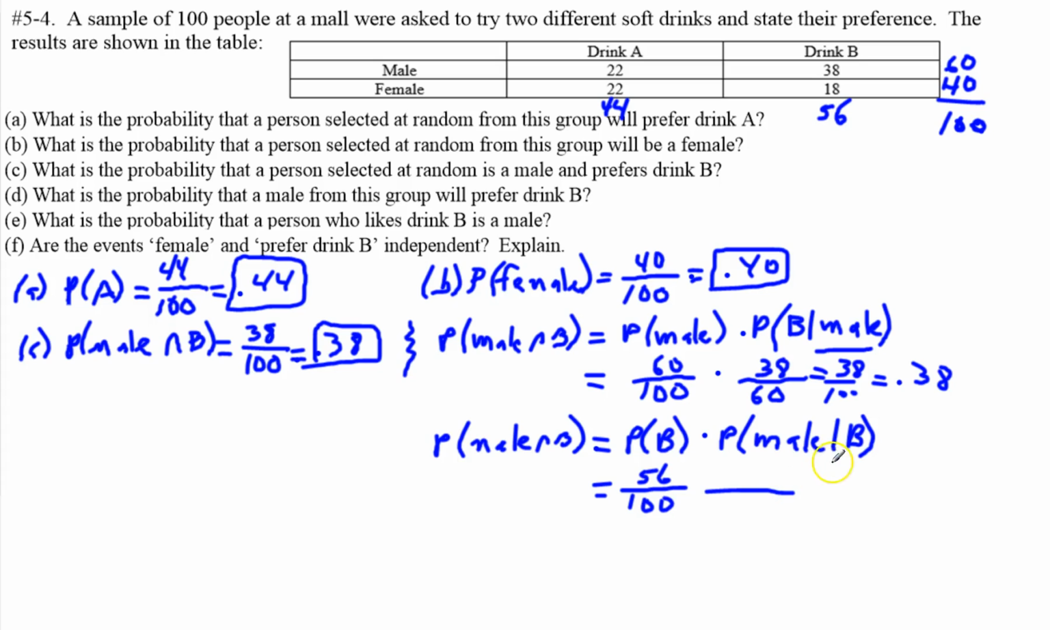And then this would be a conditional probability. This time the condition is being established by B. Given the condition that they like drink B, which is the 56 people, how many of those people are male, which is 38. And so again, the 56s will cancel out and leave 38 out of 100 equals 0.38. So if you did this problem any of these three ways, those are all perfectly good ways to solve the problem.